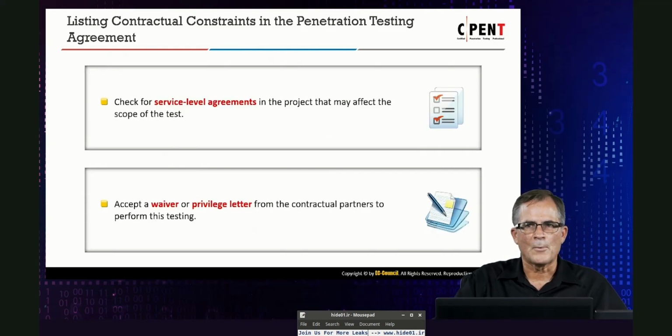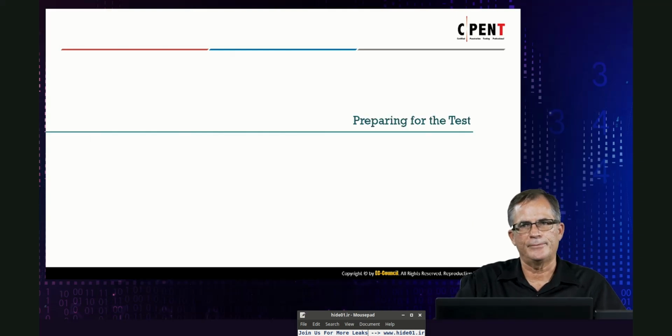All right. Constraints. Is there a service level agreement for the project that might affect the scope of your test? Do you have a waiver or privilege level for different partners to perform the testing? Remember, if you're going to test anybody outside of who your direct client is, you have to make sure you have a letter and written authorization permission to do that.